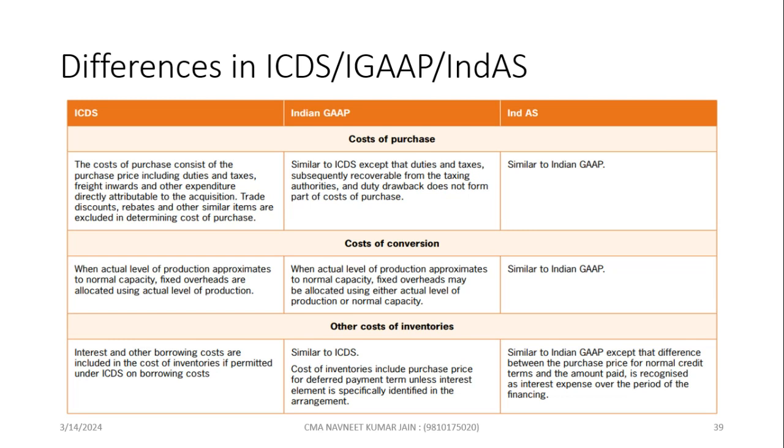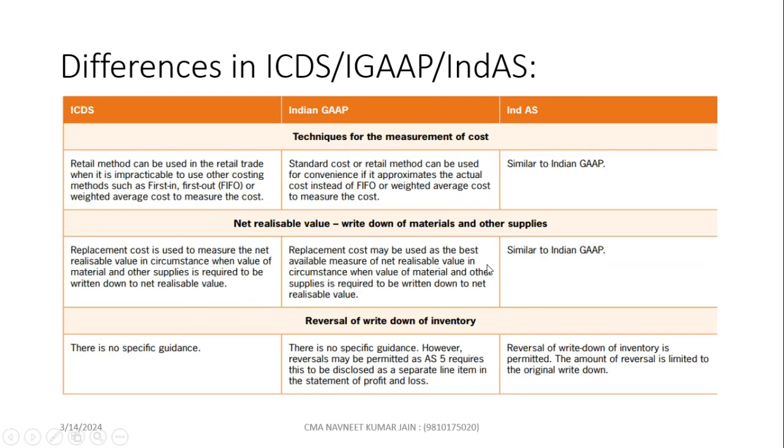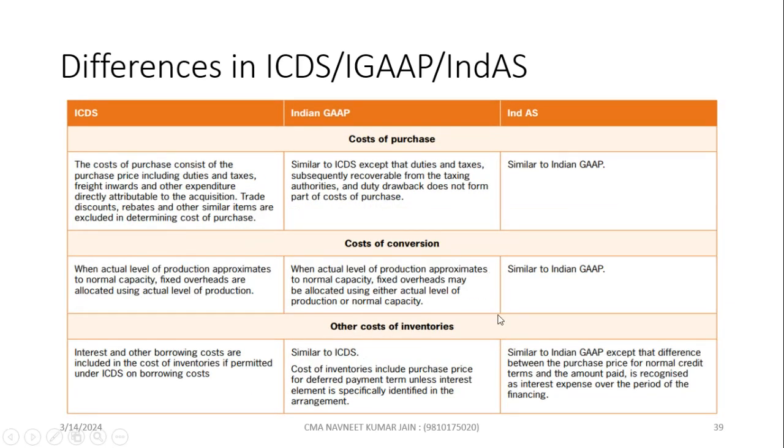Whereas in other methods, where the actual level of production approximates normal capacity, fixed overheads may be allocated using either the actual level of production or the normal capacity. I think the same situation is present in Cost Accounting Standard 3, which talks about capacity determination and allocation.